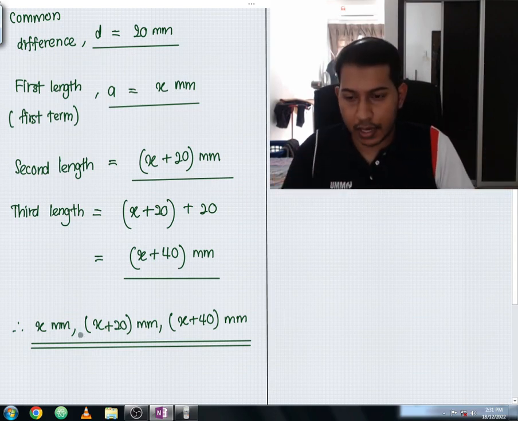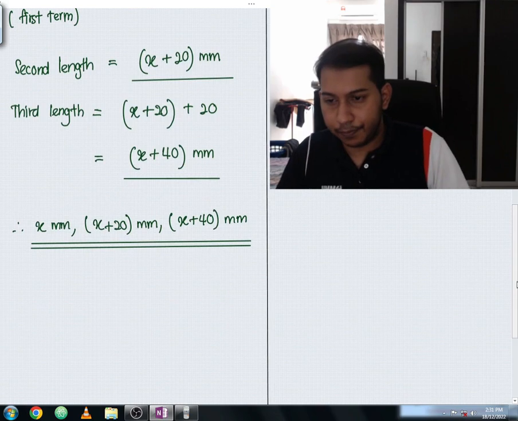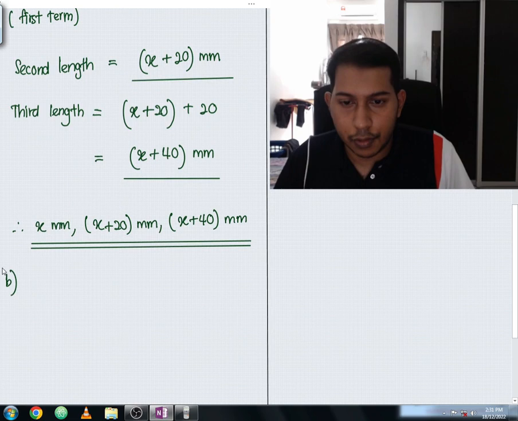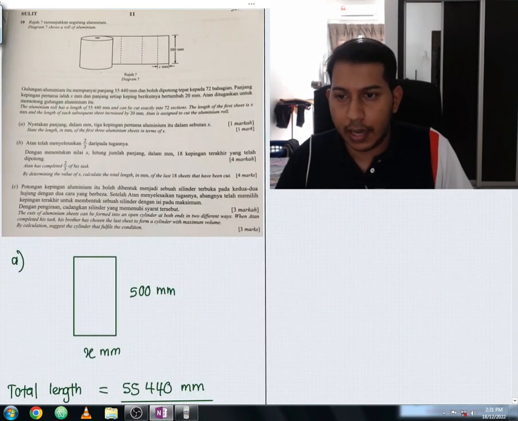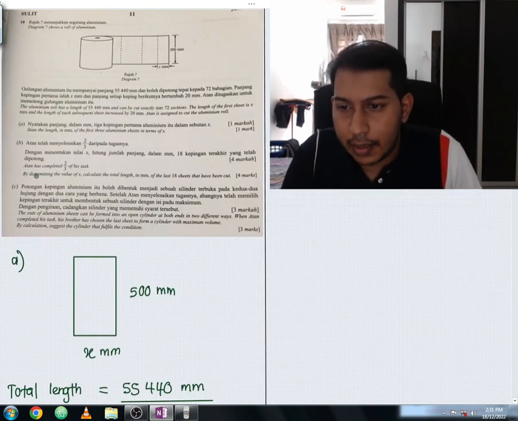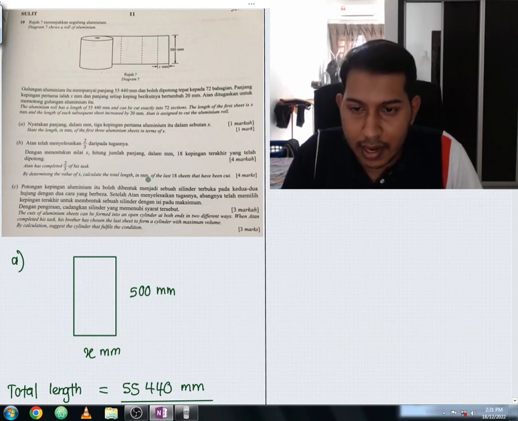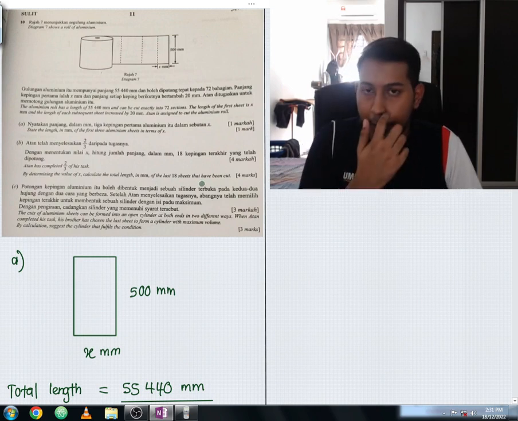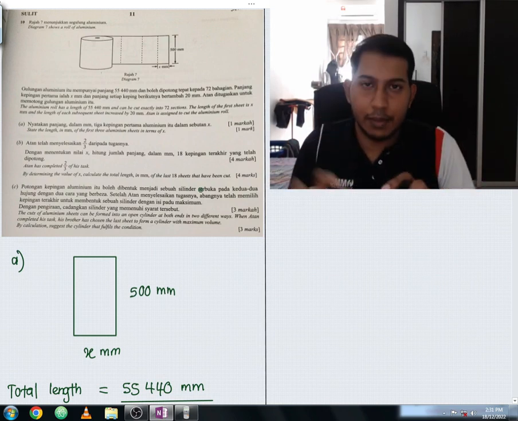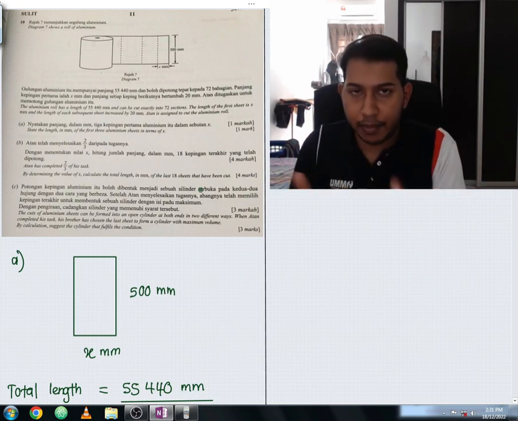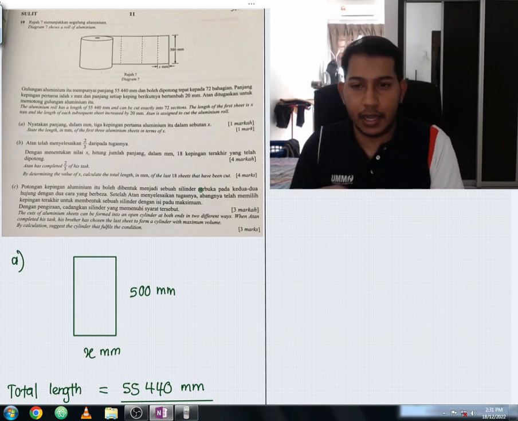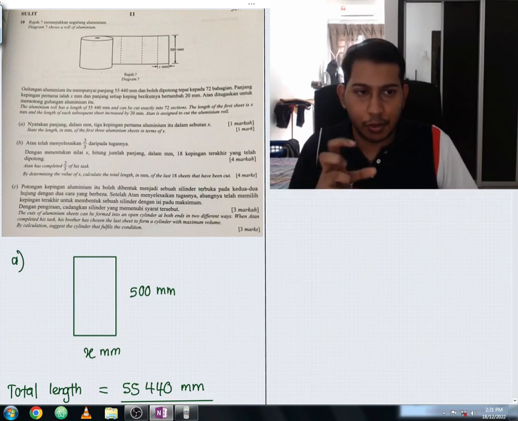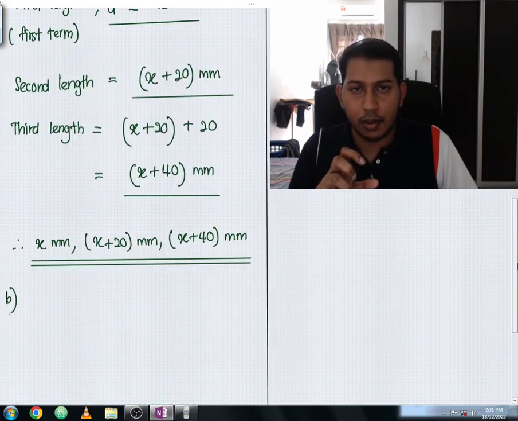Let us move to our discussion for question part B. In case you don't know, let me recall again. The question mentioned that Atan has completed 2/3 of his task. By determining the value of x, calculate the total length in millimeter of the last 18 sheets that have been cut. So this statement, even though they've already given you the information, can actually be very tricky, guys. If you don't understand properly, you can end up giving a wrong answer.